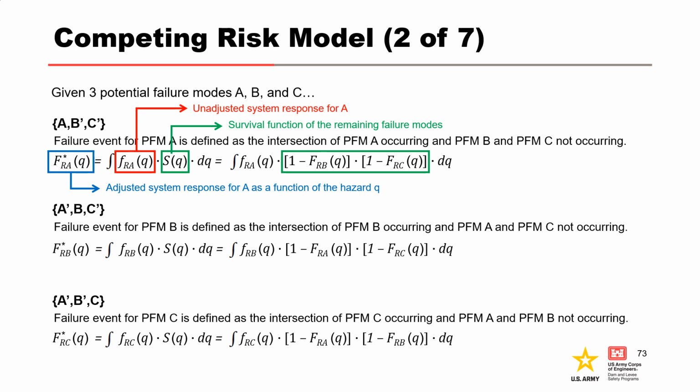So, in the competing risk model, the probability for A becomes the integral of the system response for A multiplied by the probability B does not occur multiplied by the probability C does not occur. The probability for B becomes the integral of the system response for B multiplied by the probability A does not occur multiplied by the probability C does not occur. And the probability of C becomes the integral of the system response for C multiplied by the probability A does not occur multiplied by the probability B does not occur.